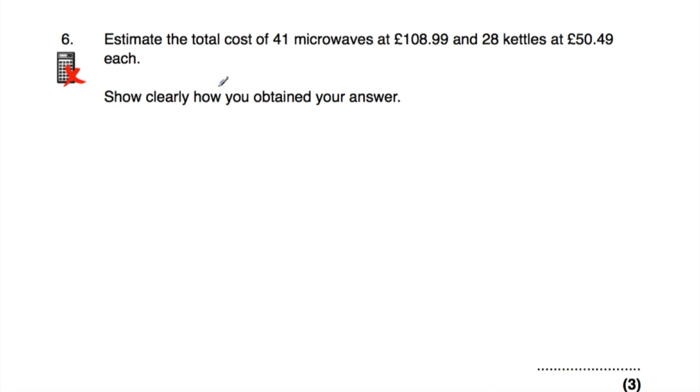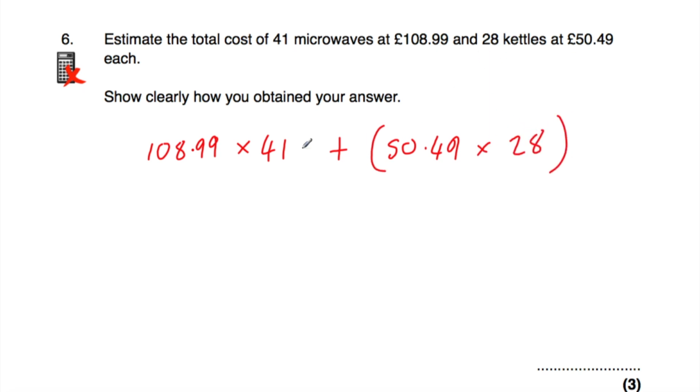If we want to work out the total cost, I would take the cost of one microwave, which is £108 and 99p, and multiply that by 41, and that would be the cost of the microwaves. Then I would work out the cost of the kettles. The cost of each kettle is £50 and 49p, and we'd multiply that by 28 to find the total cost of the kettles. Then we would add those together, the total cost of the microwaves and the total cost of the kettles.